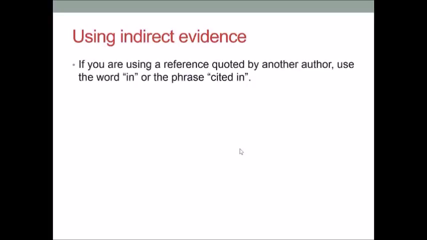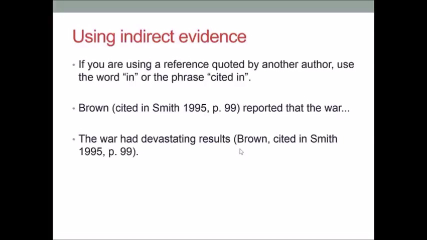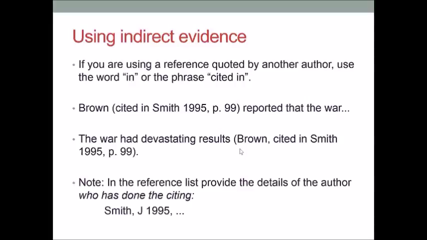Indirect evidence is tricky, but if you are using a reference quoted by another author, you need to use the word in or the phrase cited in. So if you're reading a book by a person called Smith and they are quoting somebody called Brown, you would say Brown cited in Smith, 95, and so on. Or you can put the whole thing in brackets like this example here. Then in your reference list, you provide the details of the author who did the citing, so Smith in this instance. Come and see Mrs. Powers in the library for extra help on this.